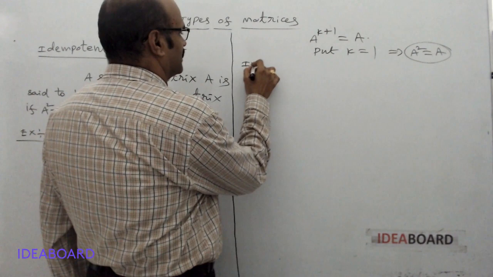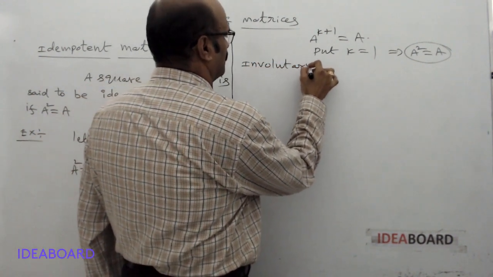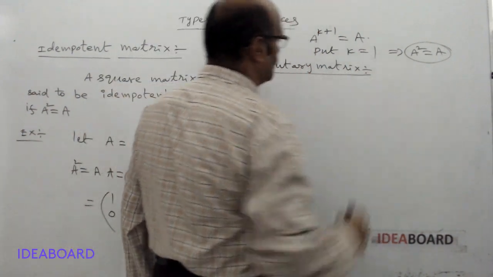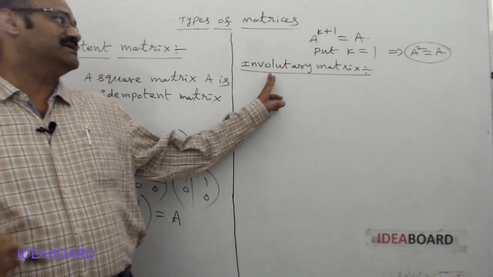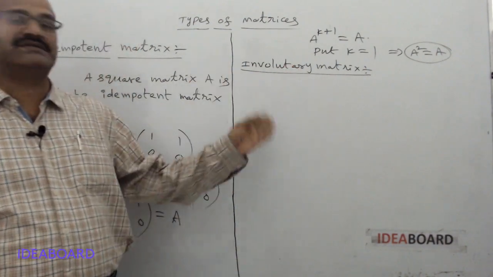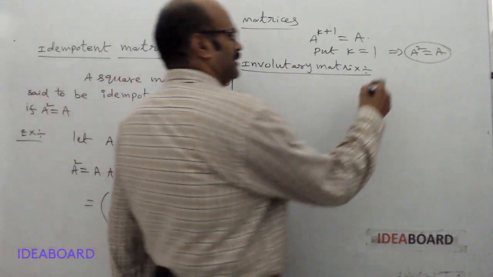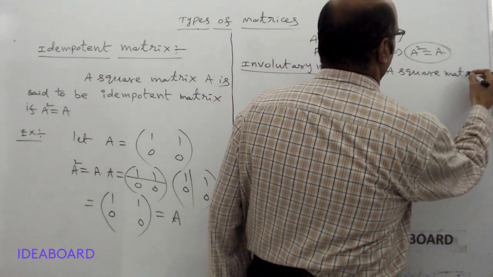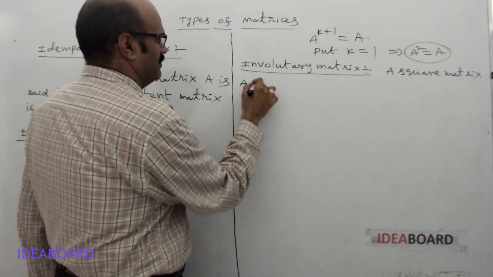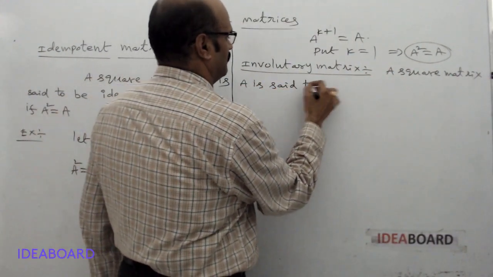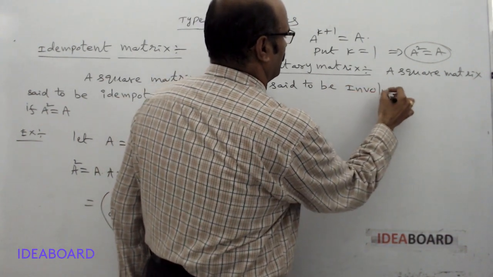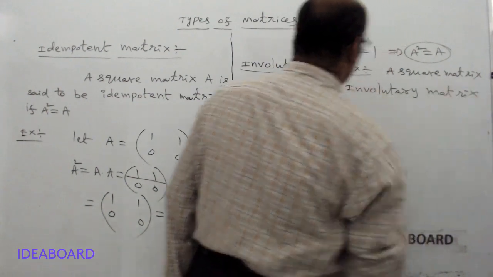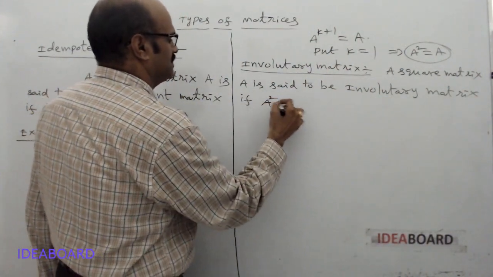Next, involutory matrix. A square matrix A is said to be involutory if A square equals I.